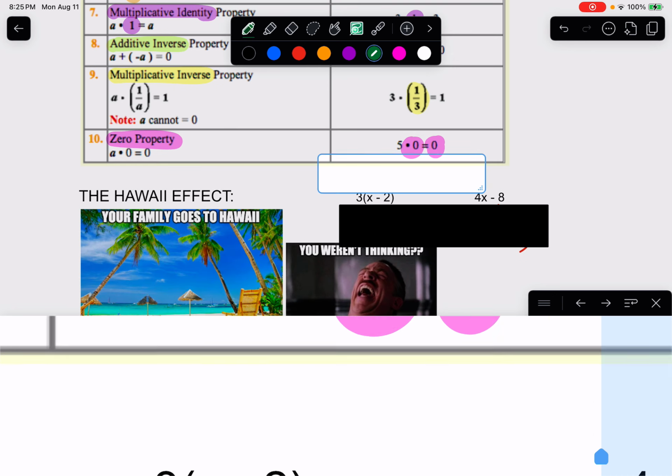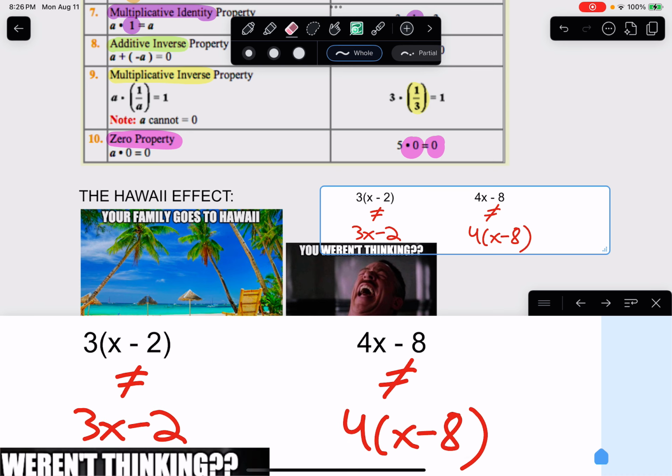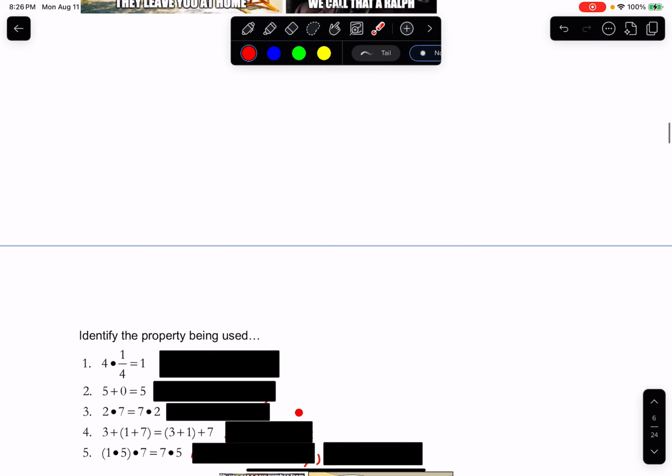This next little part just talks about silly mistakes that students will sometimes make. Basically, for the first one, they will forget to distribute and just write, oh yeah, that's just 3x minus 2. Well, not quite. You have to distribute. And with the second one, 4x minus 8, they'll think, oh, the 4 is distributed there, when it really is not.